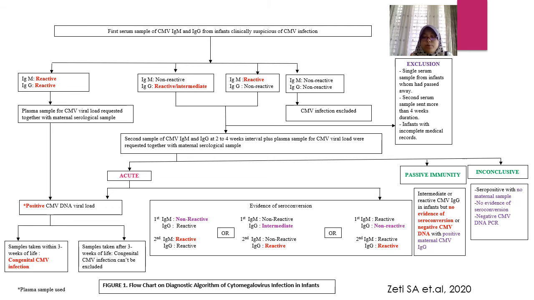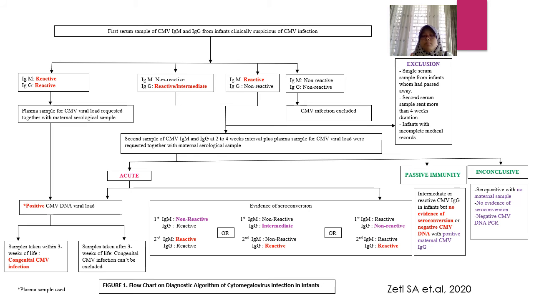In the next scenario, the IgM is reactive and IgG is non-reactive in the first sample. In the sample at a 2 to 4 weeks interval, the IgG becomes reactive from non-reactive. This also means evidence of seroconversion, which means that the patient is having acute CMV infection.